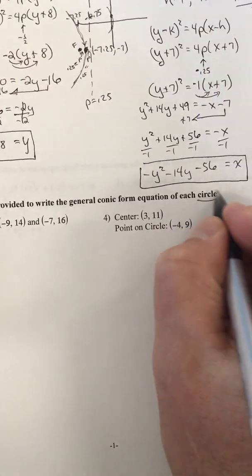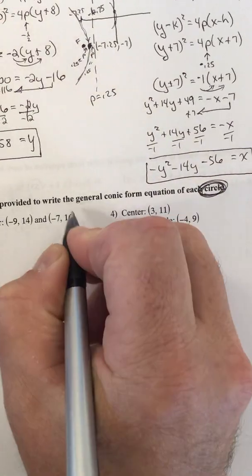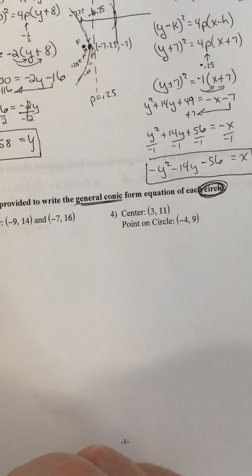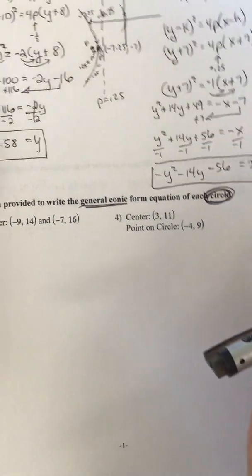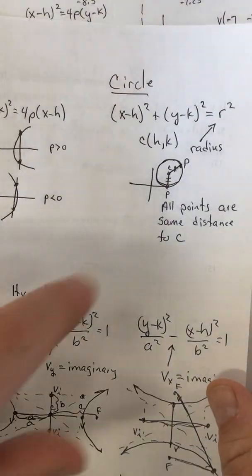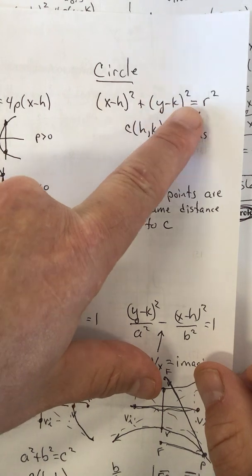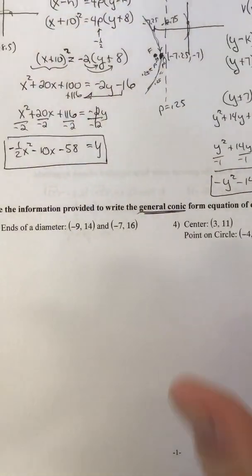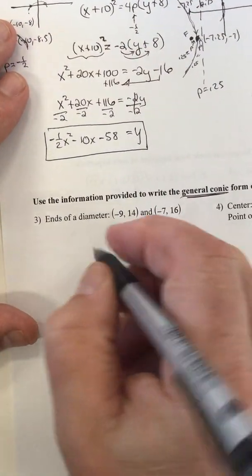Okay, so 3 is a circle. Now they want us to write the general equation of a circle. Okay, so let me remind myself, what is a circle? A circle's got the center in it and the radius squared. Well, let's see what they gave us here. The ends of the diameter.